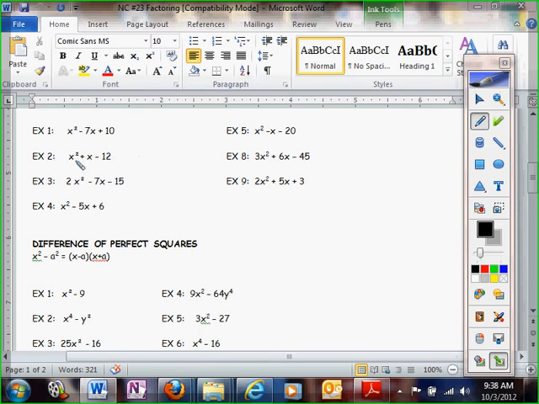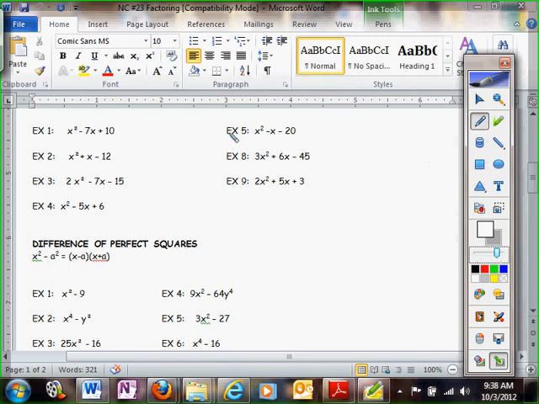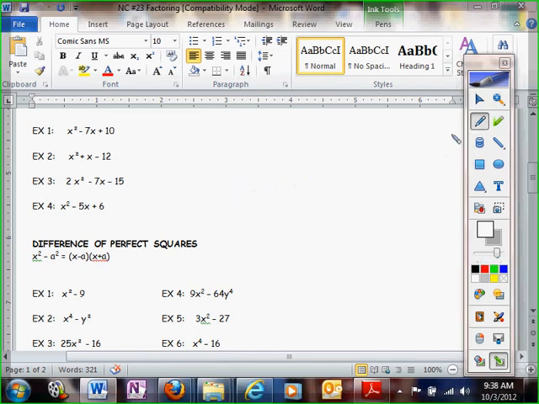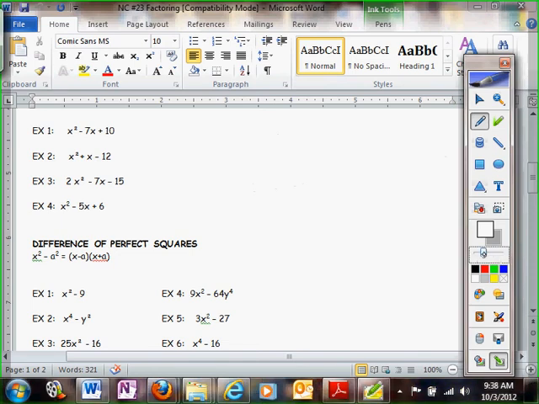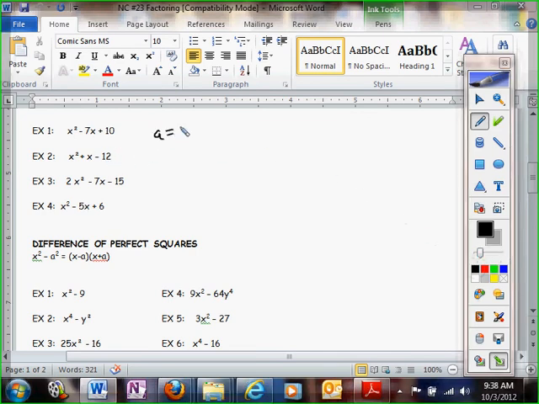Second example, x squared plus x minus 12. A is 1, B is 1, C is minus 12 rather. Here I have a minus. That means my signs will be different. And when the signs are different, this sign over here tells you what your biggest one will be. So my biggest number will be positive.